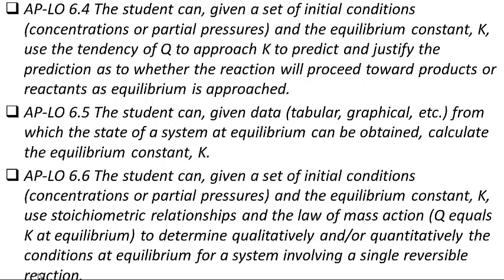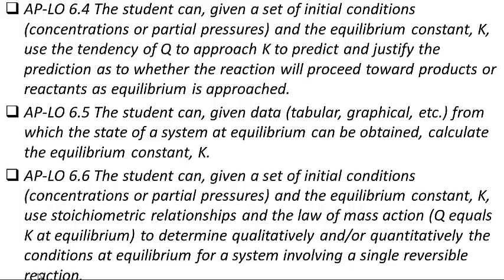The student can, given a set of initial conditions and the equilibrium constant, predict whether the reaction will proceed towards products or reactants. That's just comparing Q and K. The student can, given data of a system at equilibrium, calculate the equilibrium constant K. That's what we did, not in the last slide, but in the two before that.